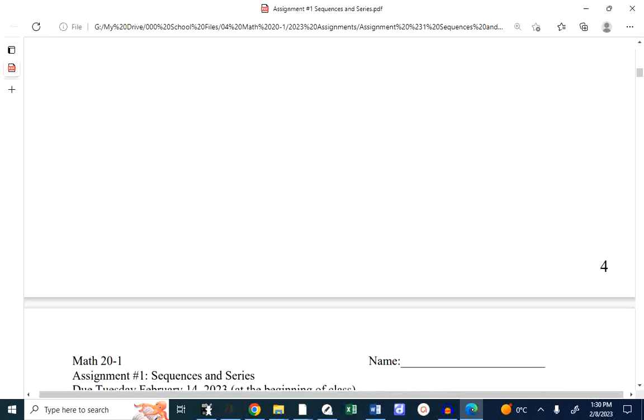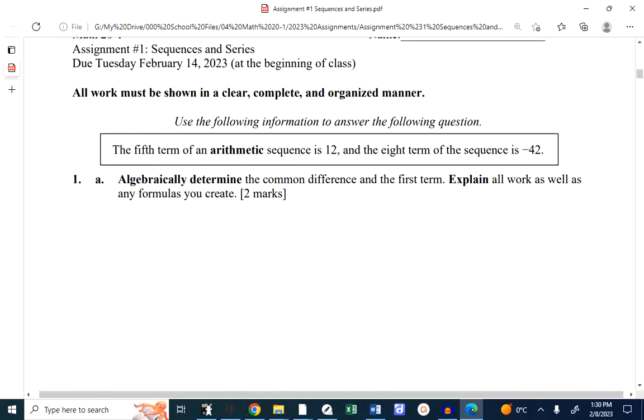What I expect you to do is show all of your work in a clear manner, in a complete manner, and in an organized manner. If I get something turned in with arrows all over the place, go through this tunnel to get to that number and do that, it becomes confusing for me to mark, and part of your mark is your ability to communicate effectively mathematically. It is.